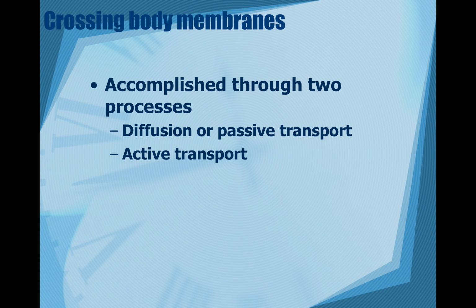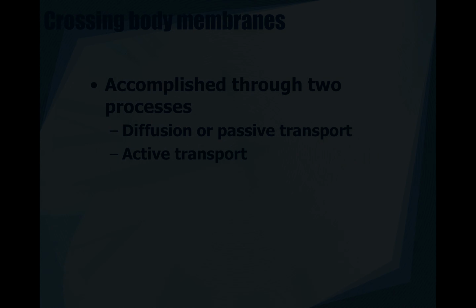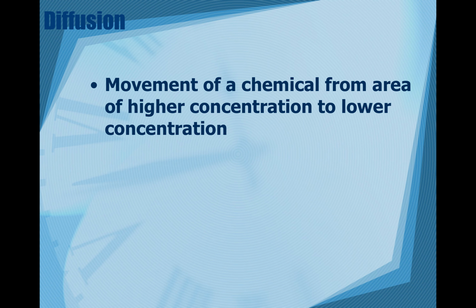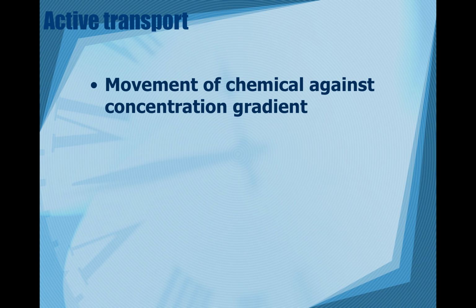Absorption in the body occurs because solutions move from one concentration to another and through crossing body membranes. And this occurs via 2 pathways: a passive transport, which is simple diffusion, or an active transport. Diffusion is the movement of a chemical from an area of higher concentration to lower concentration. Active transport, in contrast, requires the movement of a chemical agent against a concentration gradient and often requires energy.